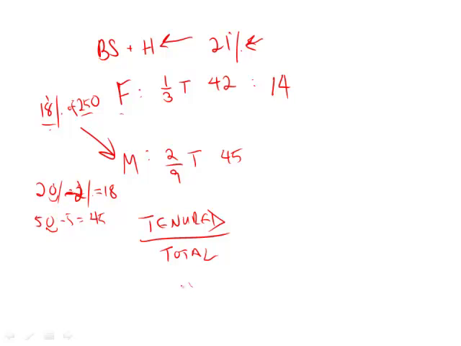Two ninths are tenured. Do the math, cancel this out. We end up getting 5 up here. And then on this side, we have 2, which is 5 times 2, giving us a total of 10. So we have 14 females, 10 males who are tenured. That's 24. Out of a total of 42 plus 45, which is 87, and there's our answer.